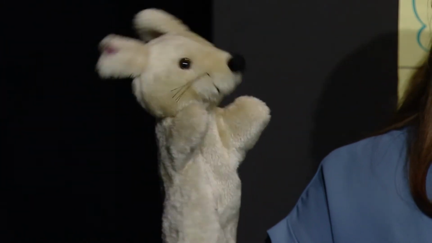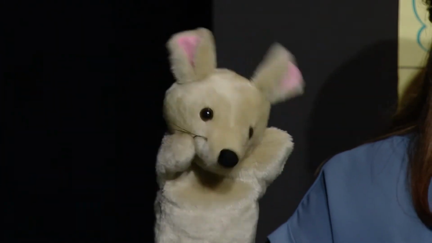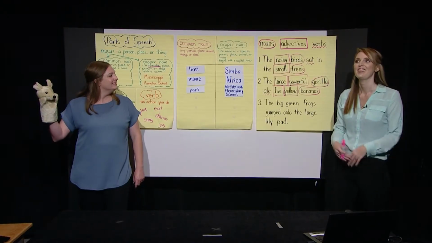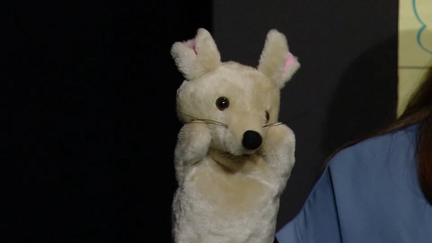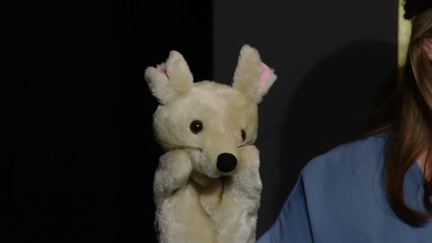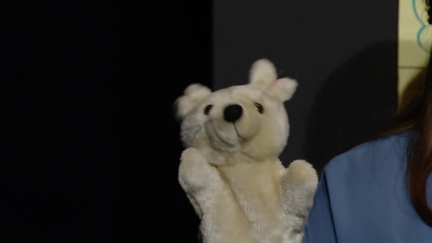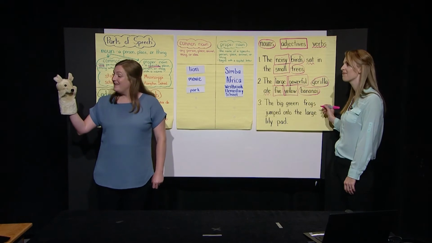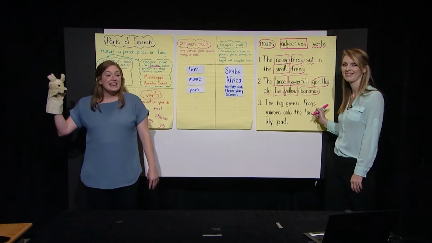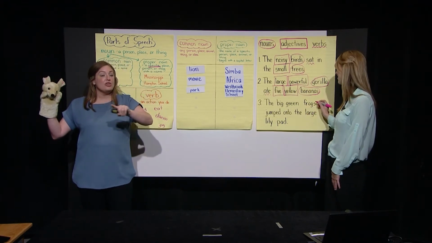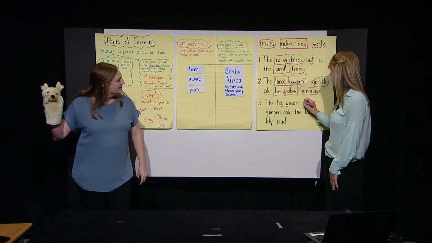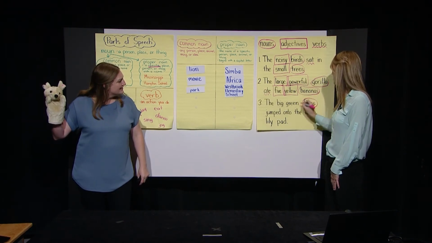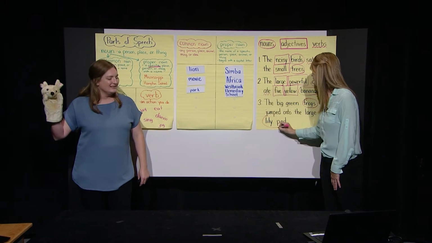Elisa and Sylvia, can I help you with this sentence too? Of course you can. All right. The nouns are frogs and lily pads. That's correct. Let's circle those words. Frogs. Lily pad.